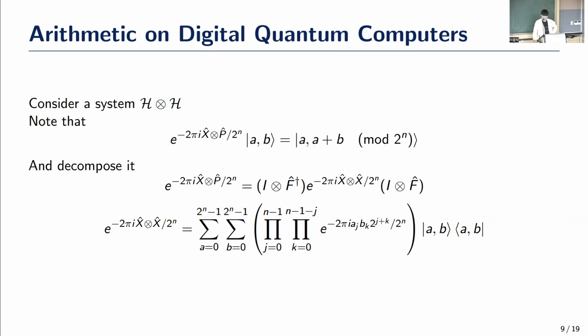Now I will introduce the circuit for the add operation. Consider a system H tensor H. Then the time evolution leads to addition by A to the second register. This is because the eigenvalue for the first operator X is A, so it shifts the second position by A. And this can be represented with QFT and the time evolution of X tensor X, and it can be implemented using O(n squared) gates.